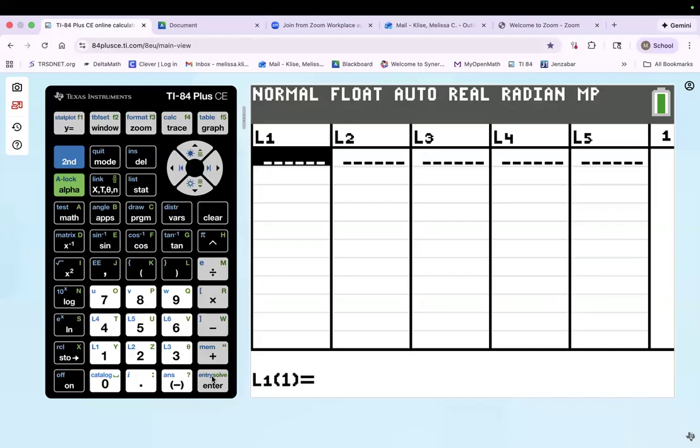Make sure you stop me if I lose you, because these calculators can be overwhelming and I don't want to overwhelm anybody. So now we're just going to put the data values in here. Just put each one in and hit enter, and it'll just keep going down. I'm just putting in the test scores.